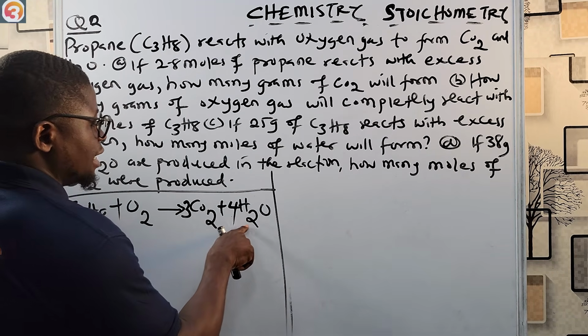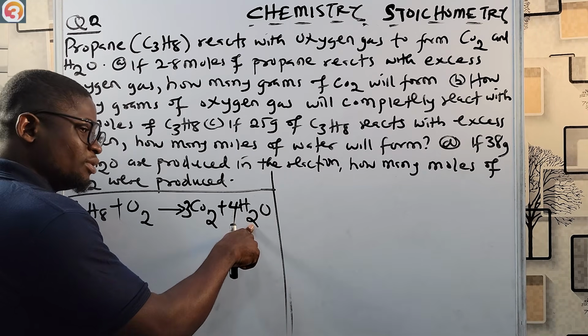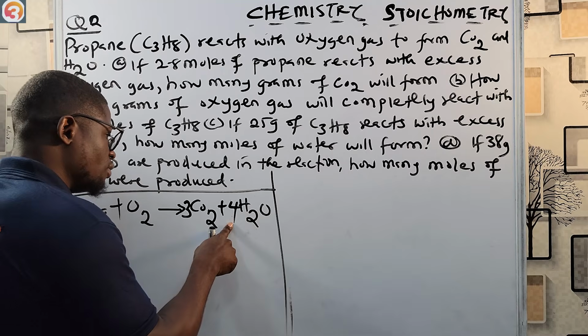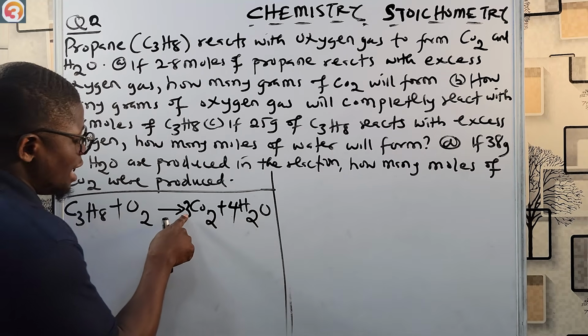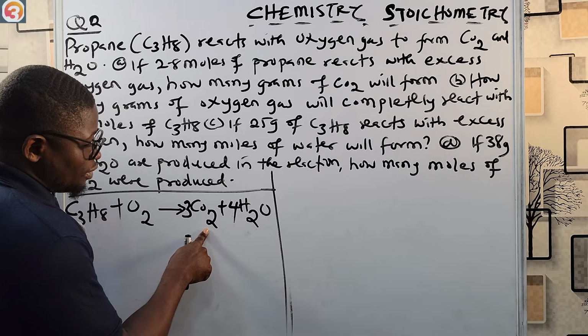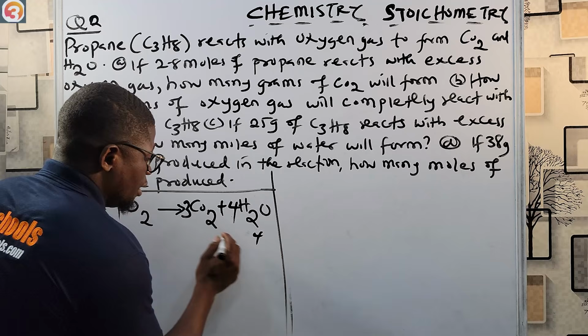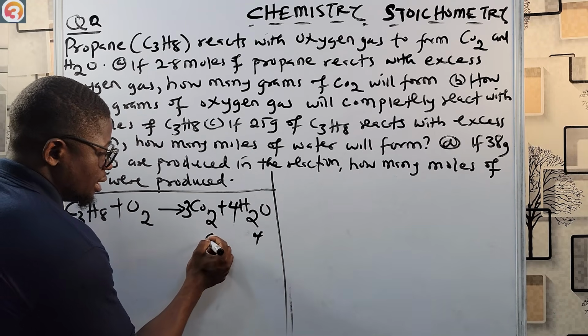Okay, oxygen here is 4H2O. That means this 4 is affecting the hydrogen and the oxygen. Understand? So we have 4 atoms of oxygen here. How many atoms of oxygen do you have here? We have 6 atoms of oxygen here. So we have 4 here, and here we have 3 times 2, that is 6. Total is 10.